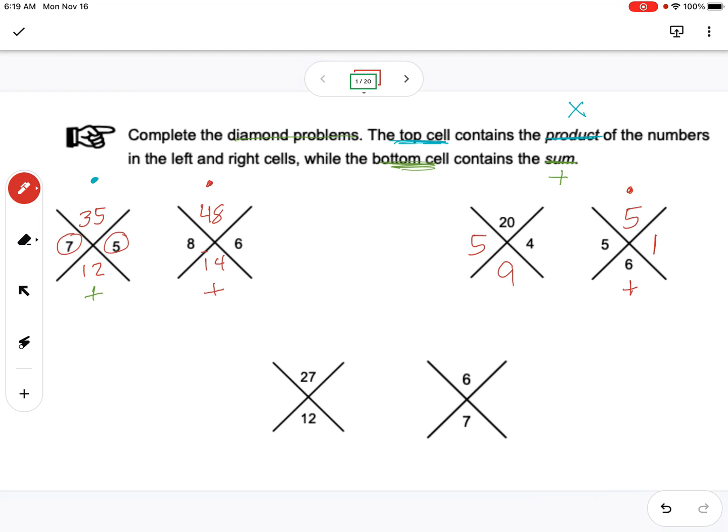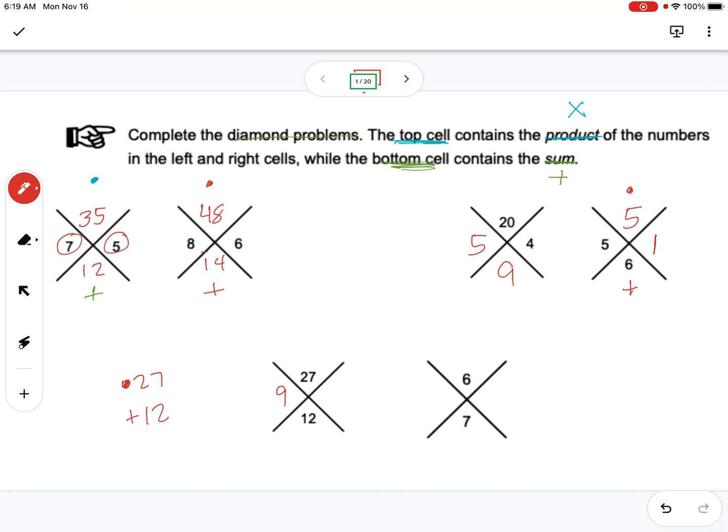Now, one more type you might get. Again, the rules don't change. So remember, these two numbers have to multiply to get the top, and add to get the bottom. This is the product on the top, multiply, and the sum on the bottom, add. So here, I need to think of two numbers that multiply to 27 and add to 12.